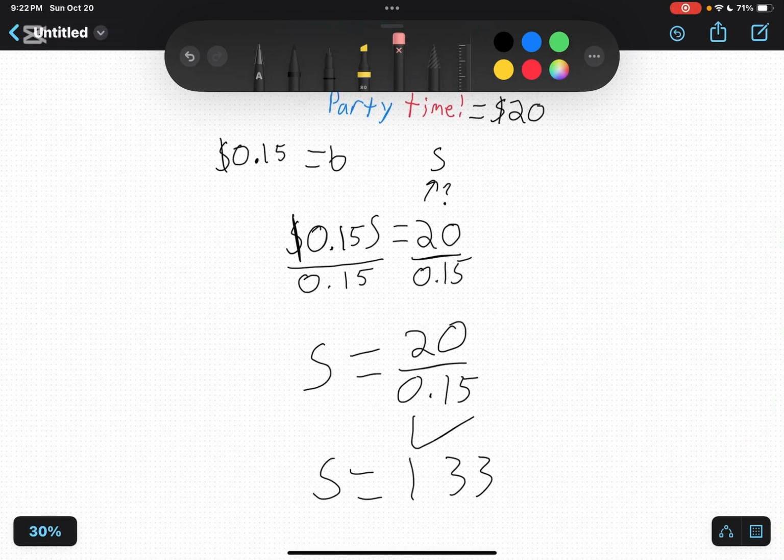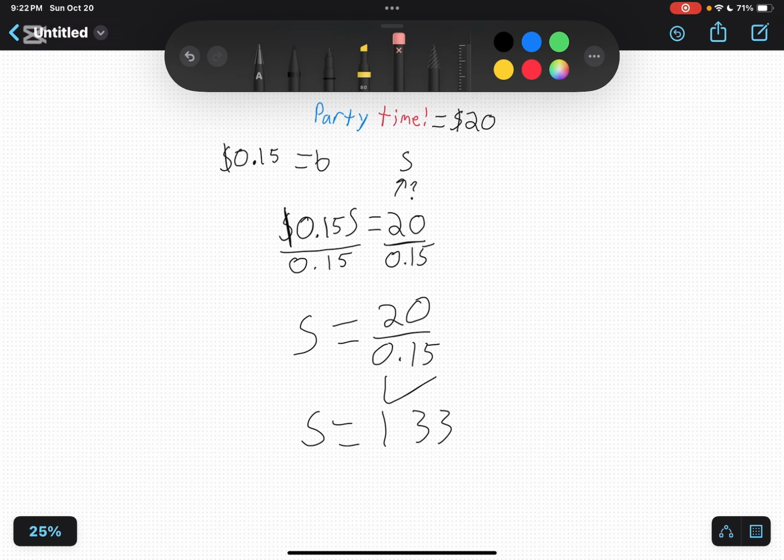So essentially, for this party, we figured out together that we can invite 133 students to the party based off of our budget of $20.